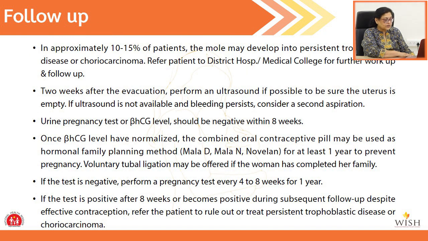Once you finish this procedure, you need to do follow-up. Follow-up is done by measuring the beta HCG levels immediately after evacuation, then weekly till she reaches normal levels, after which you may measure monthly for 6 months. Why are we doing this? Because there is always a risk that 10 to 15% of patients with vesicular mole may develop persistent trophoblastic disease or choriocarcinoma. Such patients should be referred to the district hospital or the medical college for further workup.